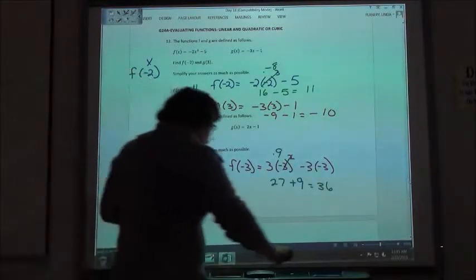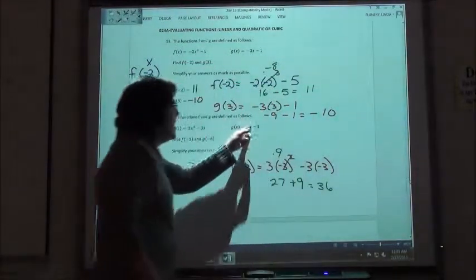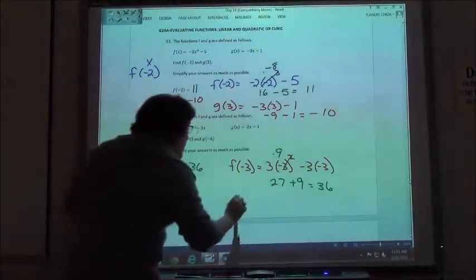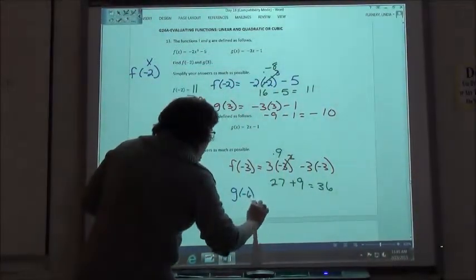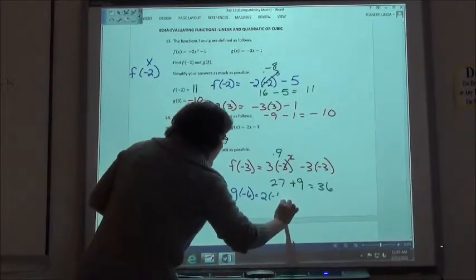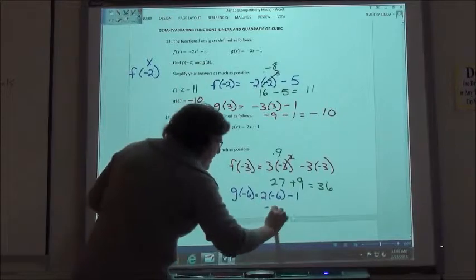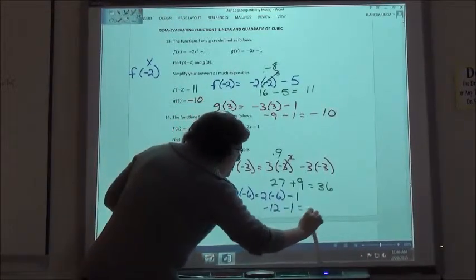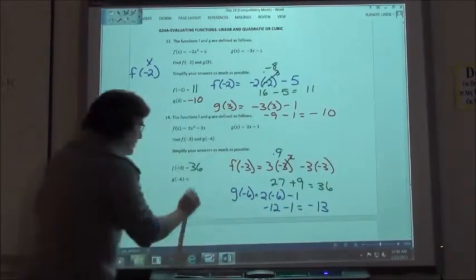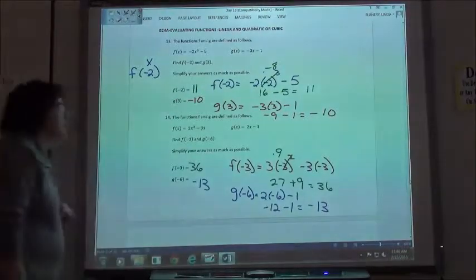G of negative 6 says I'm going to put negative 6 into my g expression. So g of negative 6 says I'm going to do 2 times negative 6 minus 1. 2 times negative 6 is negative 12. Negative 12 minus 1 gives me negative 13.